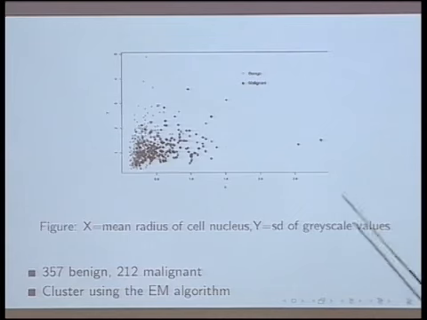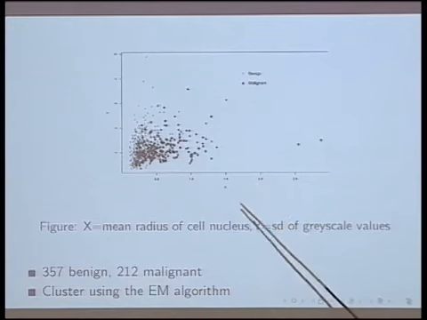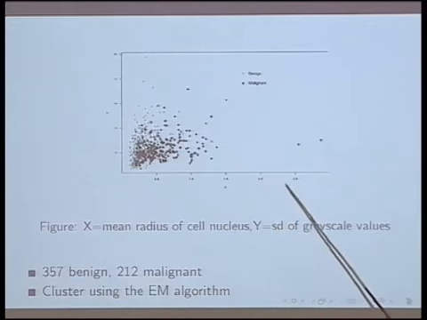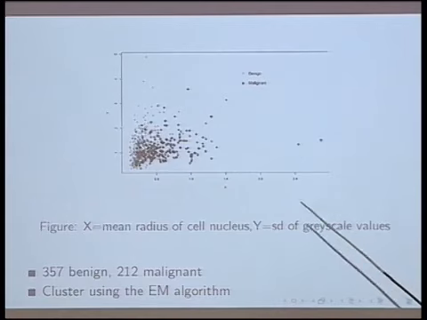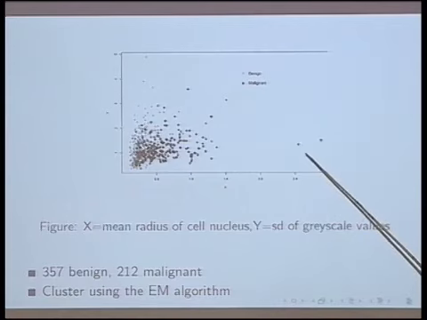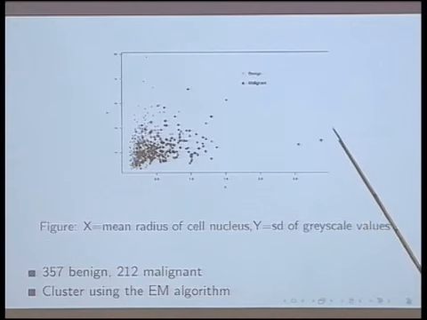So we've got this labeled data from a breast cancer data set. On the x-axis here we've got the radius of the cell nucleus, and the y-axis the standard deviation of grayscale values. And we've got two classes, the benign and the malignant cells. So the idea is that we've covered up the labels, fitted a mixture, and then examined the misclassification.